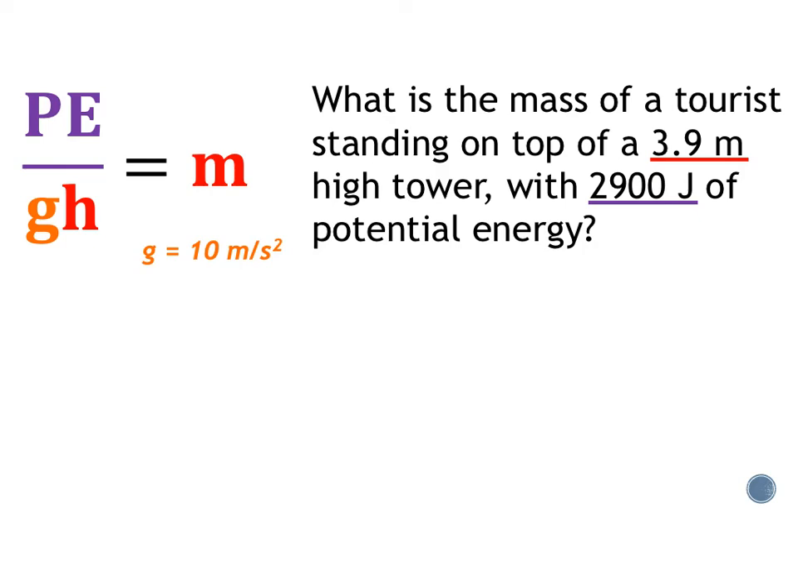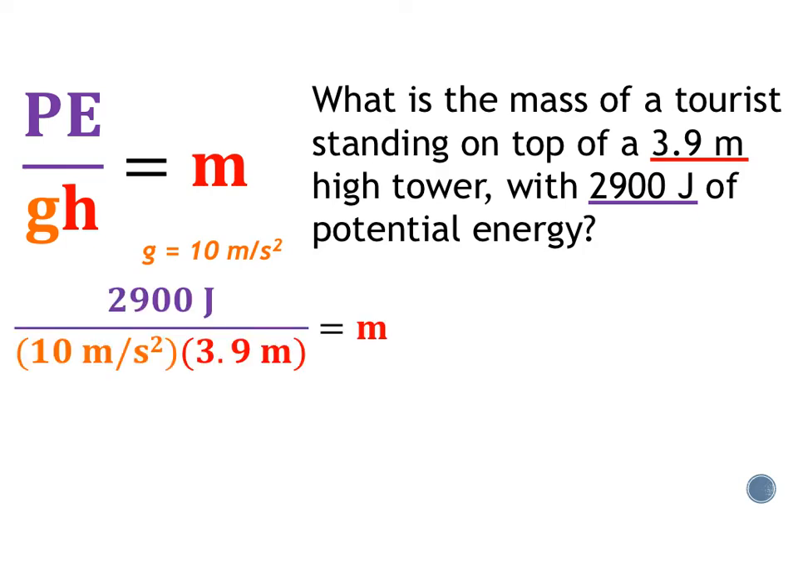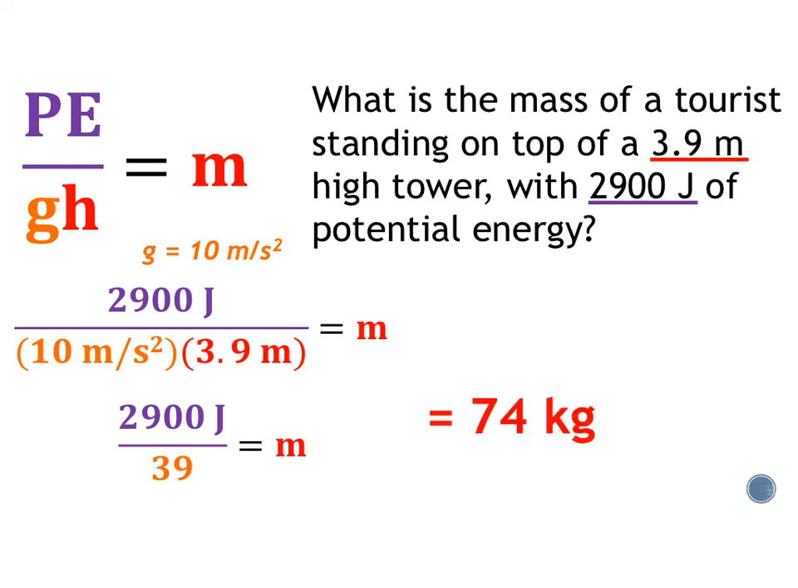So now I'm going to just plug all my numbers in. And I've got 2,900 divided by 10 times 3.9. I multiply those together and I get 2,900 joules divided by 39 is going to be my mass. And when I plug that in the calculator and round it correctly, I get 74 kilograms. So a tourist that has a mass of 74 kilograms, standing 3.9 meters off the ground, has 2,900 joules of potential energy.